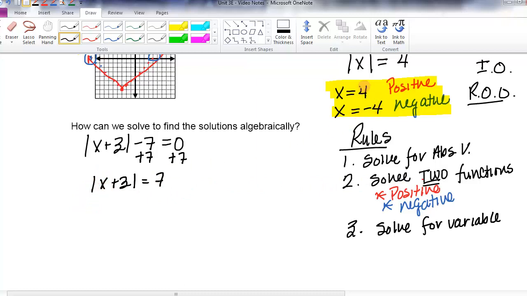Now we're ready to go to step 2, which means we're going to solve 2 versions of this function. We're going to solve a positive version and a negative version. Just like we had a positive 4 that could go in the absolute value and make 4, and a negative 4 that could go in the absolute value to make 4, we're going to have 2 versions of x plus 3. We're going to have the positive version of x plus 3. Let's write that now, in red, to keep it together. So it's going to be x plus 3 equals 7. That's the positive version. And we have to go back and solve for our other variable.